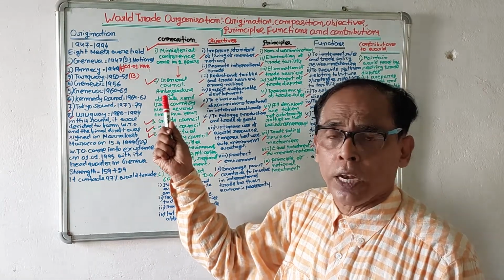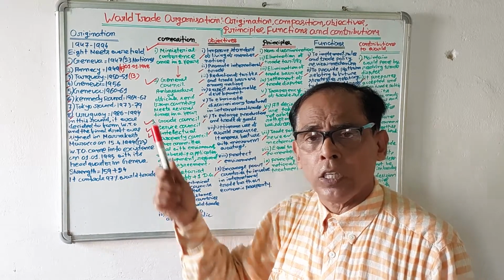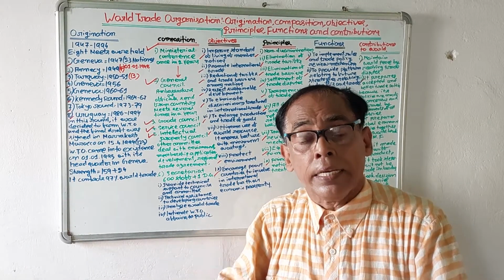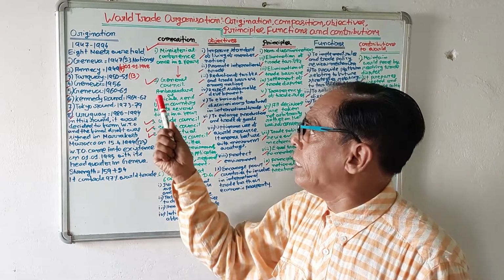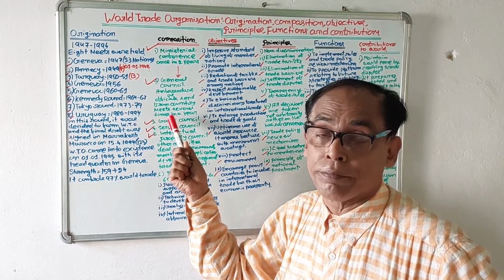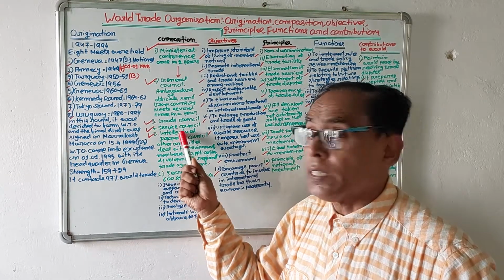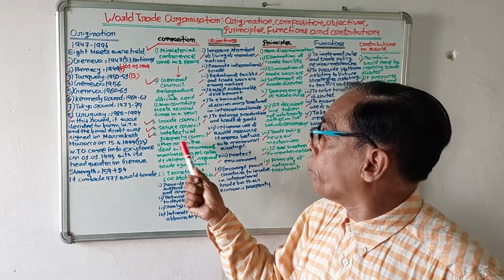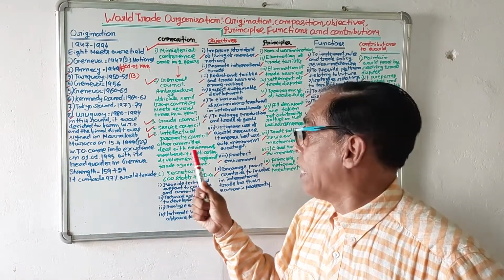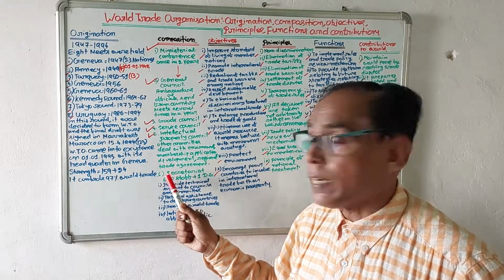Number 2, General Council. It is another organ of World Trade Organization. It consists of ambassadors of member nations or delegates sent by member nations. It meets several times in a year. Then number 3, Goods Council. It is another council. Number 4, Service Council. Number 5, Intellectual Property Council. Besides this, it has many committees to deal with environment, membership application, development, regional trade agreement.